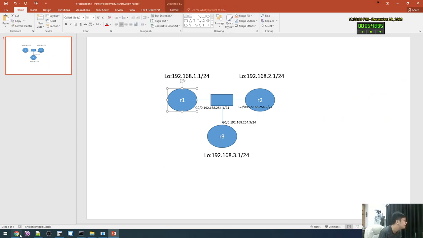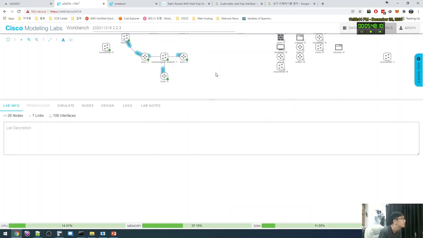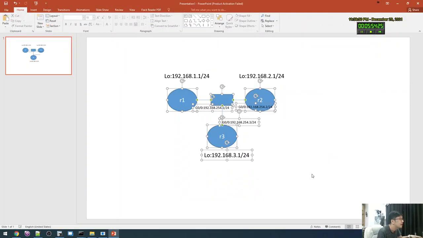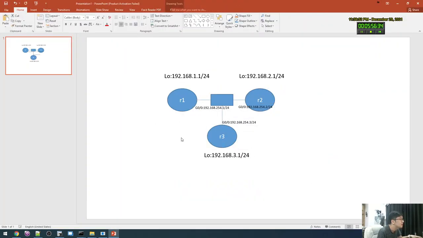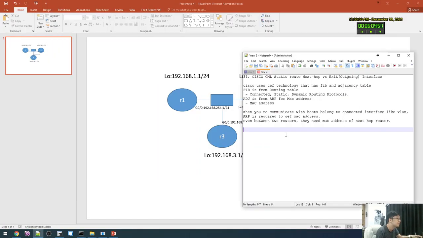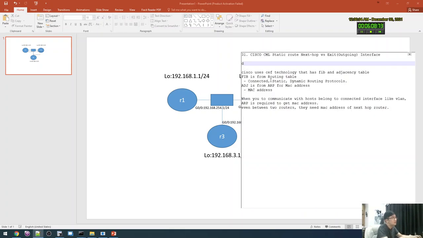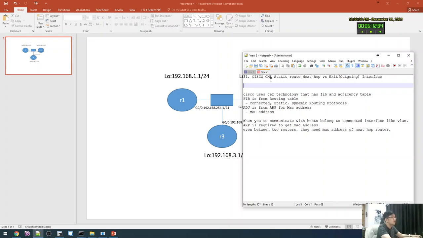I already prepared the topology diagram. So I will try. Yeah, I will try. Usually, okay, this case.